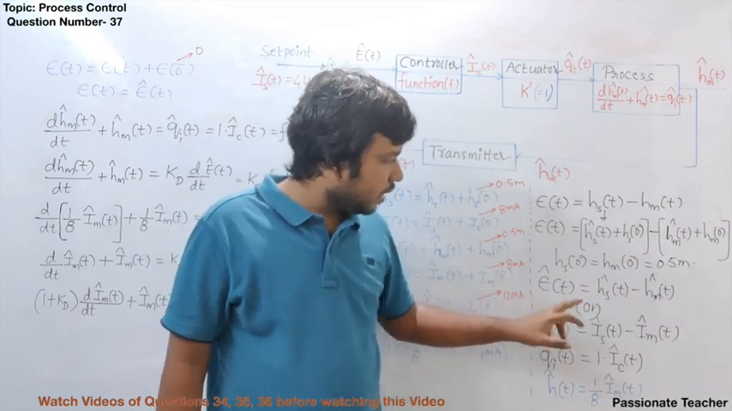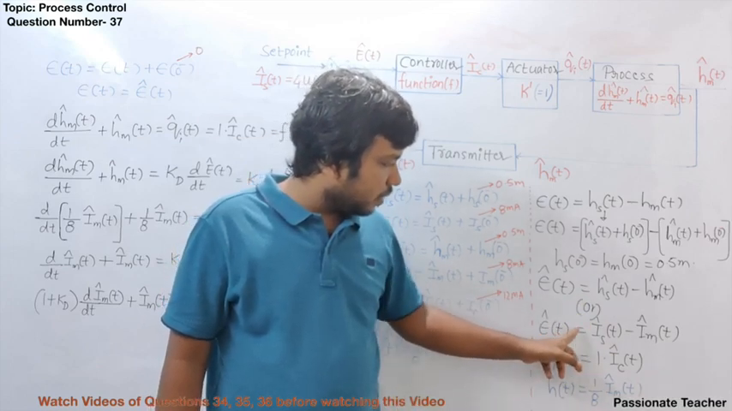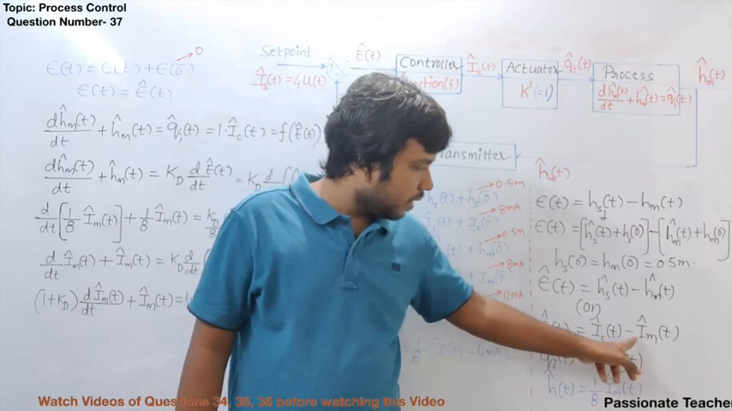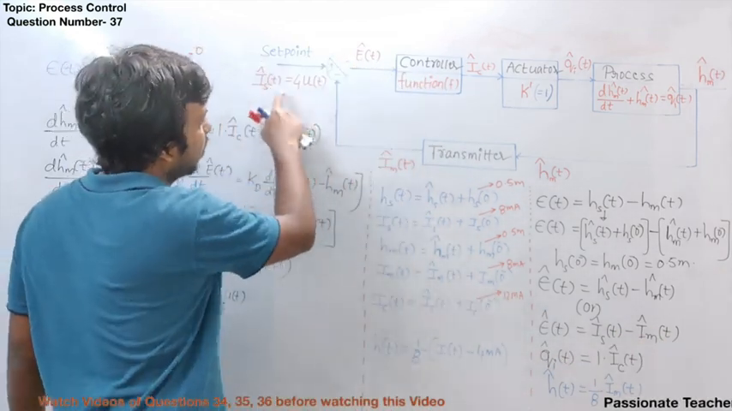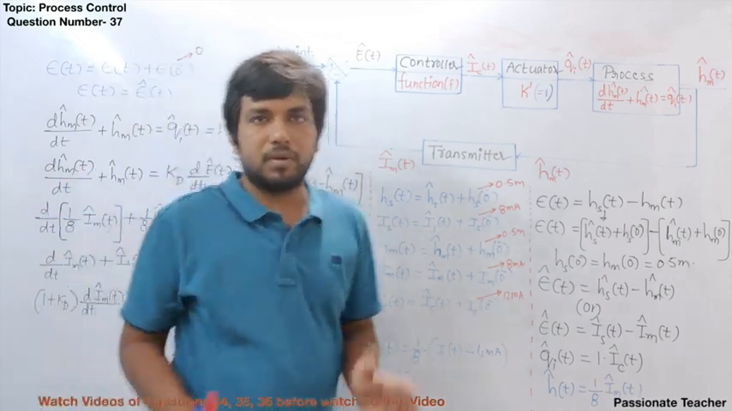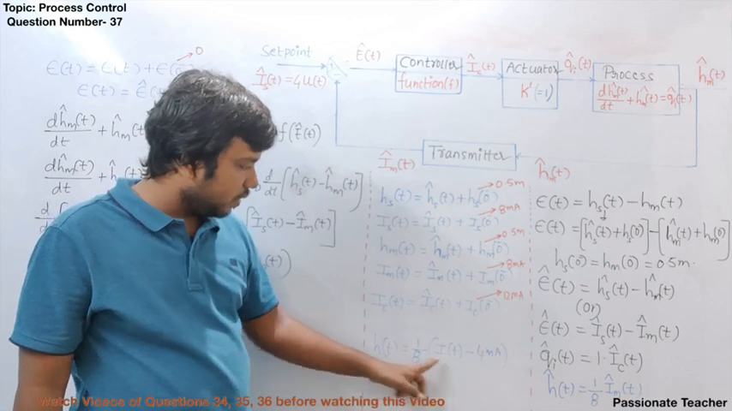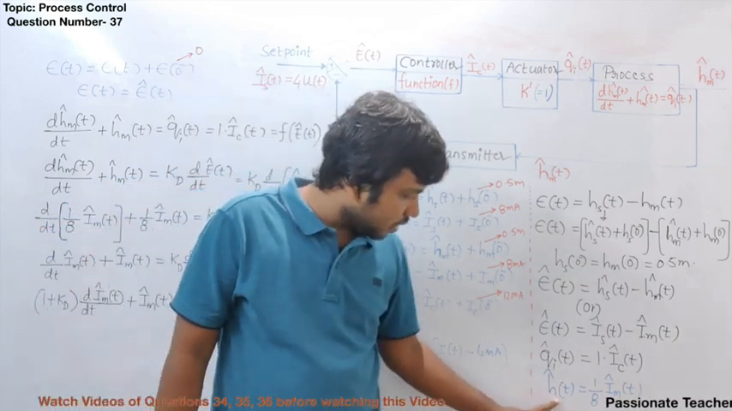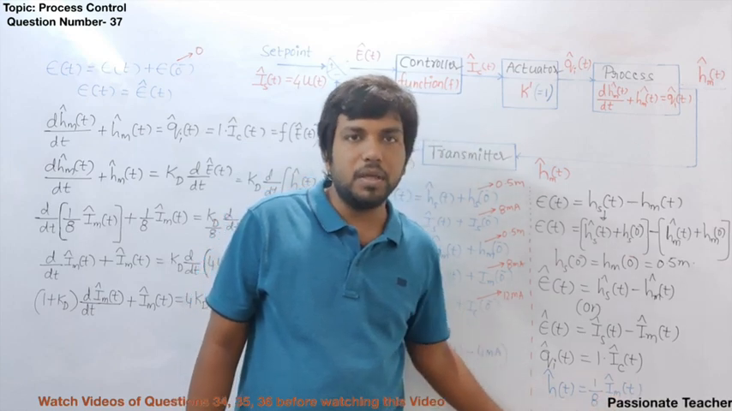Or else, if you write in terms of current, then E cap of t is equal to Is cap of t minus Im cap of t. That is, E cap of t, the error, is equal to Is cap of t minus Im cap of t. Clear? Now, the relation between H of t and I of t is going to be this one, and the deviation of water level and the deviation of current will be this one.